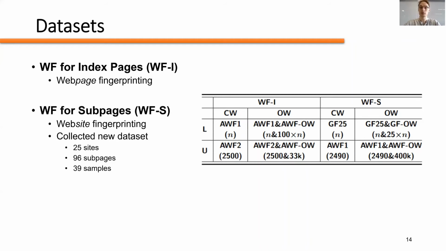Now, in addition to this, we also run experiments where each website is instead represented using samples produced through visiting a subset of the many subpages available on that site. This type of website fingerprinting was first examined by Panchenko et al. However, we have collected a new, more recent data set and are the first to evaluate many of the deep learning methods under this scenario. This new subpage data set contains samples from 25 websites. Each website is represented by 96 unique subpages, with each subpage having 39 individual samples. This produces a total of approximately 93,000 samples for the new data set.